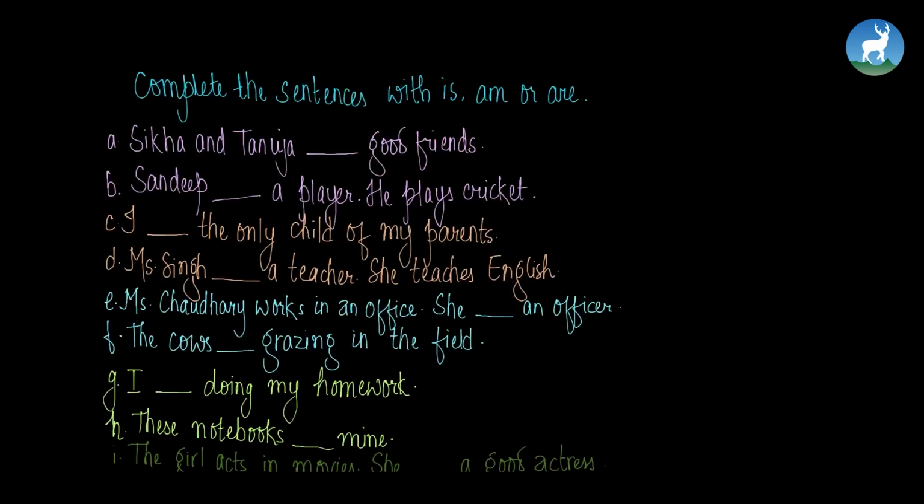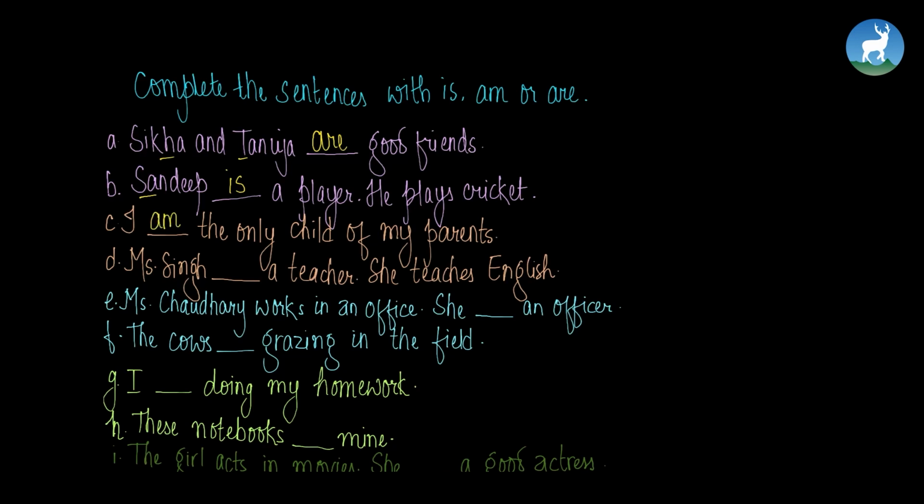Okay, complete the sentences with is, am or are. Shikha and Tanuja dash good friends. Are, good friends, because we have two subjects, plural subjects, right? Sandeep dash a player. He plays cricket. Is Sandeep singular or plural? Singular. So for singular subjects we use is. I dash the only child of my parents. For I we always use am.